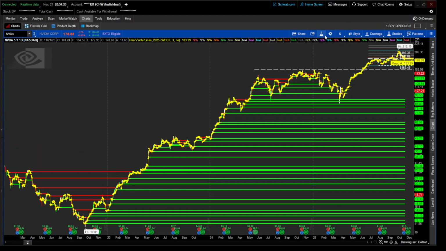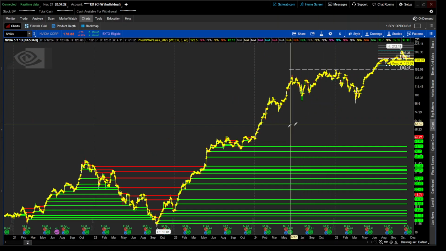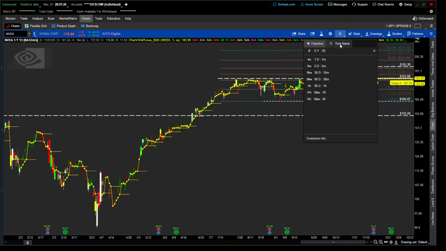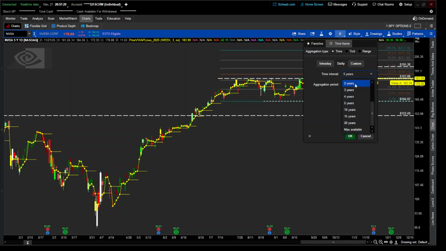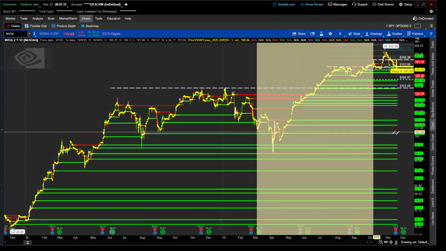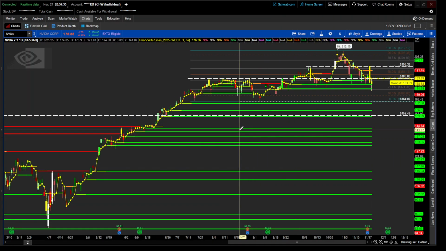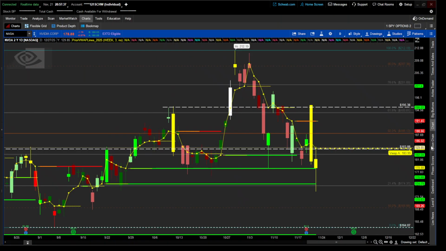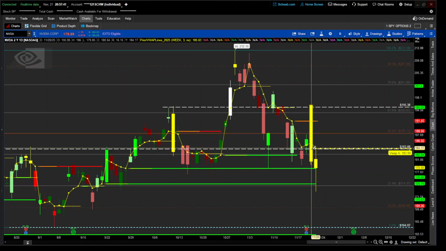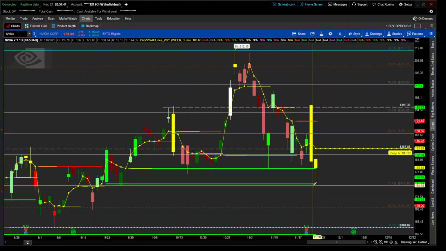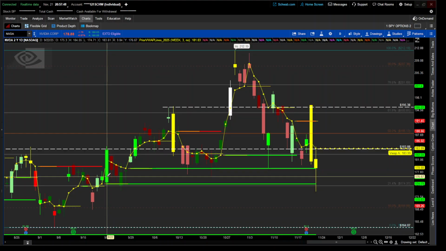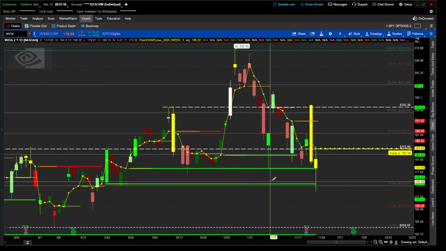But if I push to a 5-year, you can see where it's not very effective because you only get so many. So you really have to condense it down to maybe 2 or 3 years to really get it to play out the way it should be playing out. So right now you can look with Nvidia. It dropped down to this Prior Session VWAP right here from September 22nd on a weekly level.